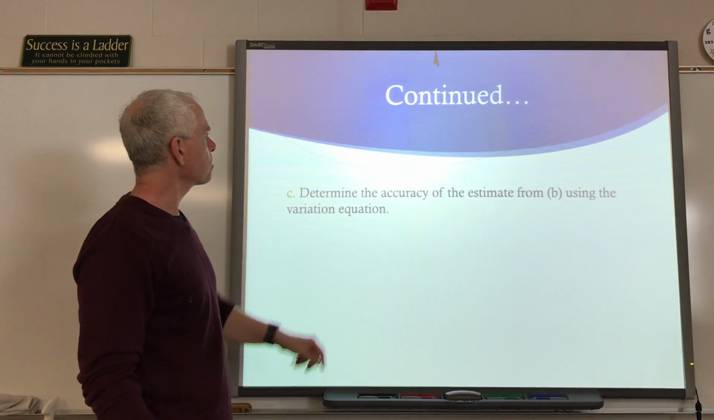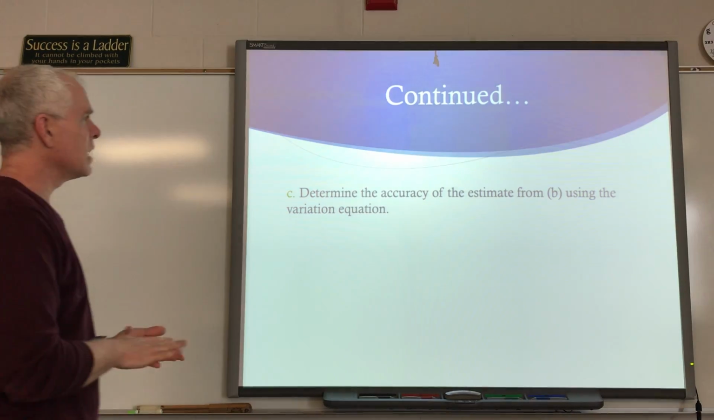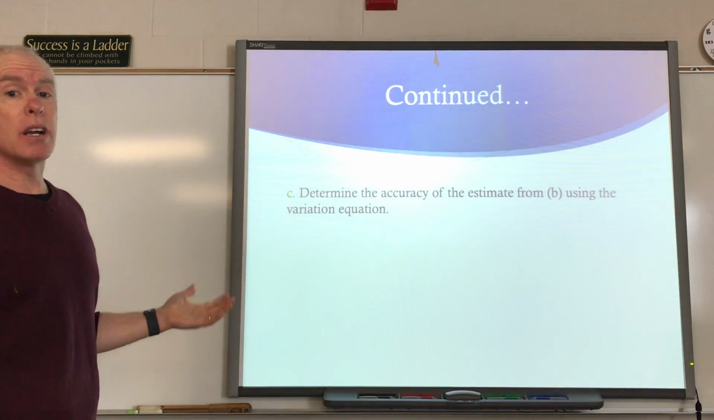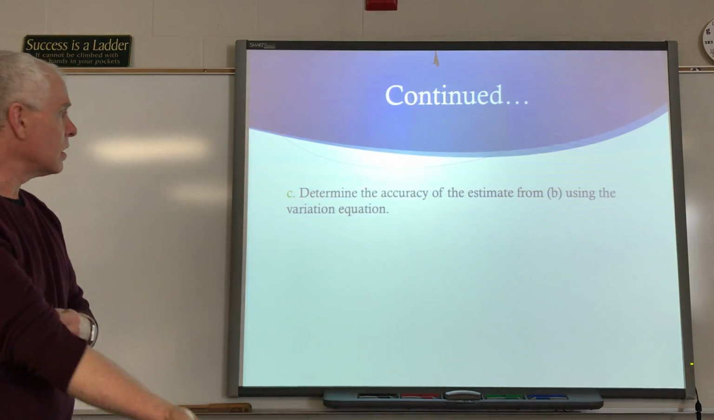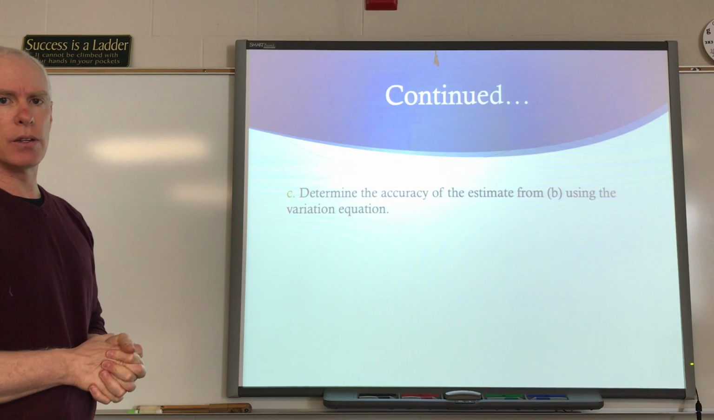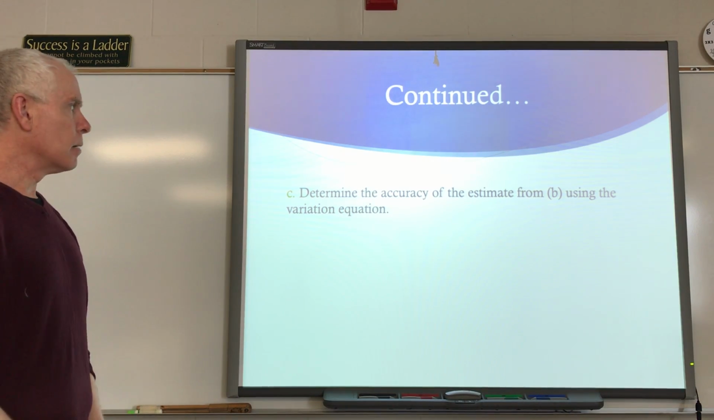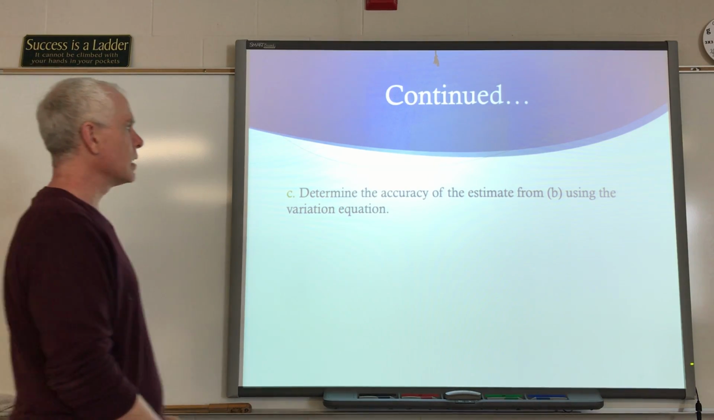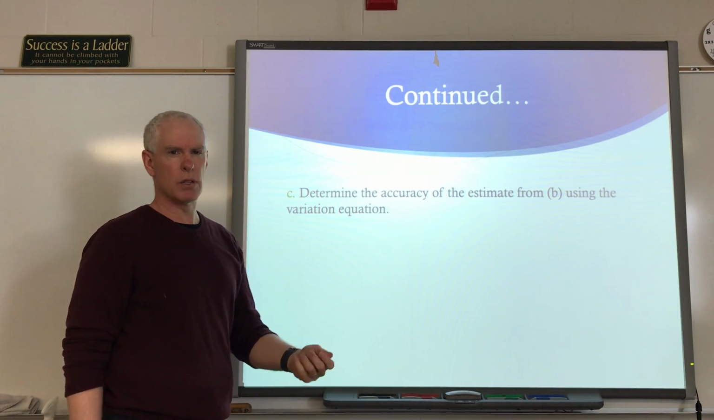Okay? So now, determine the accuracy of the estimate from B using the variation equation. Because we use the actual model and we put 95 into the equation and then use the calculator to predict it, it's very accurate. Had we just eyeballed it from the graph, we would have been less accurate, but that's very accurate because we use the actual model.